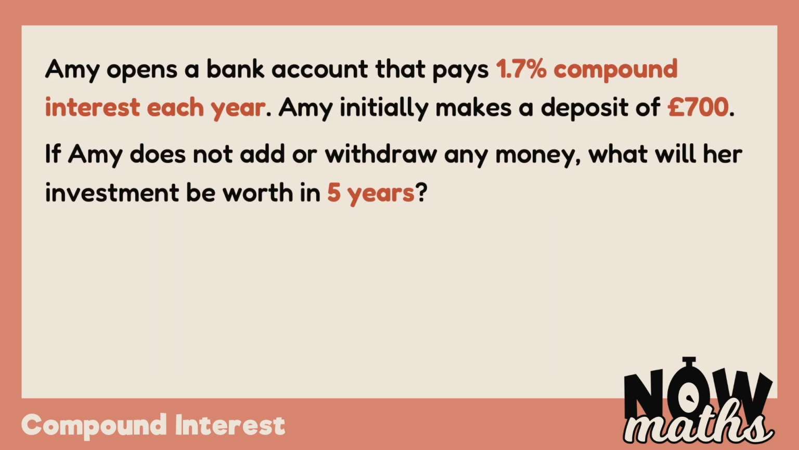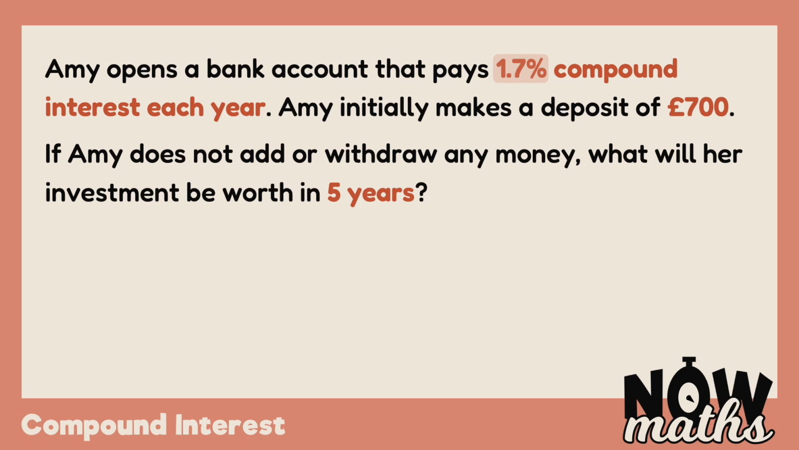Now let's have a look at our second example. So in this question we have Amy who opens a bank account that pays 1.7% compound interest each year. Amy initially makes a deposit of £700, and if Amy does not add or withdraw any money, we need to work out what her investment will be worth in 5 years.